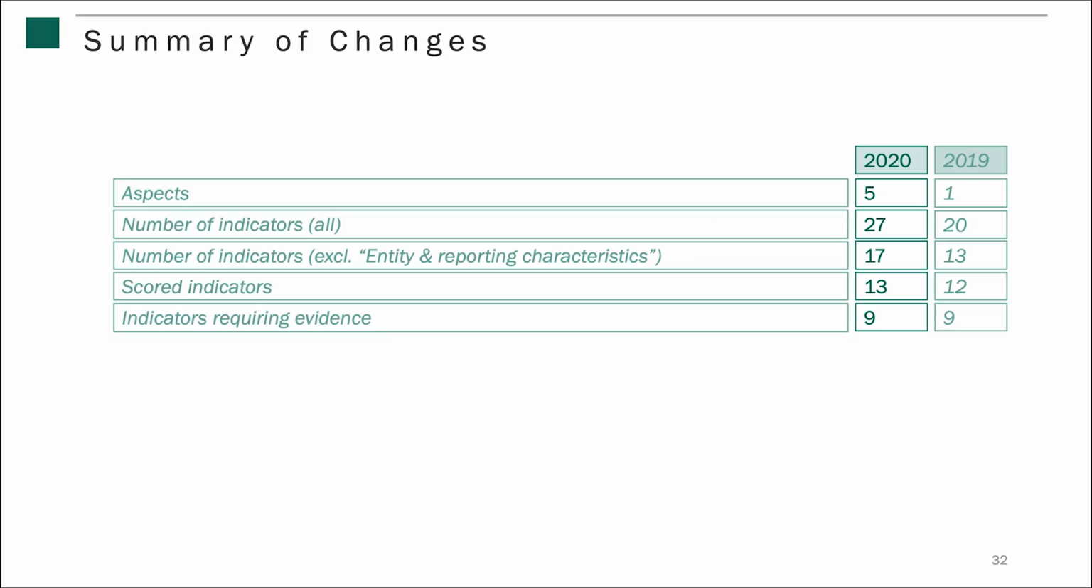We have tried to minimize the number of changes in 2020, focusing instead on the new structure. Most of the new indicators are in entity and reporting characteristics and have been added to improve benchmarking and provide additional meaningful information to investors. None of the newly added indicators are scored in 2020.